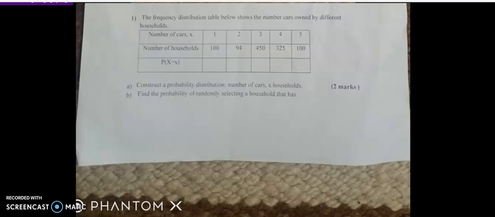Question 1 says that the frequency distribution table below shows the number of cars owned by different households. The number of cars is represented by X, which is 1 up to 5: we have 1, 2, 3, 4, and then 5. Then we have the number of households to be 100, 94, 450, 325, 100.